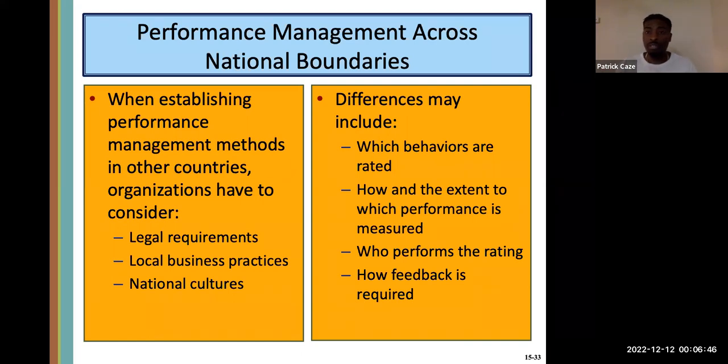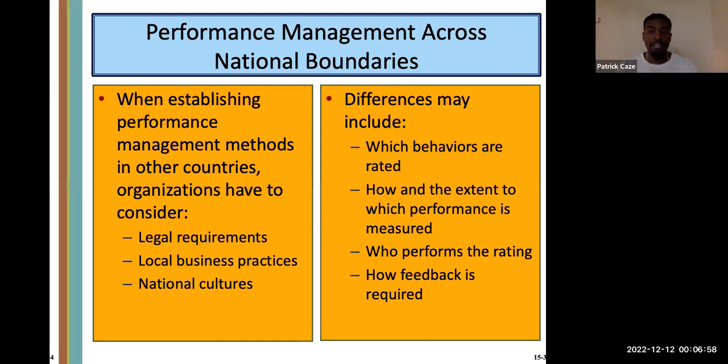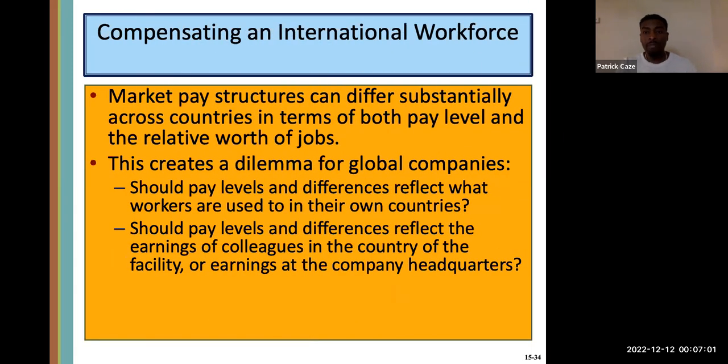And then who performs the rating? Is it the direct supervisor? Is it the supervisor above him? Is it a self-rating system? It could be a number of different things. And how feedback is required. How do I get that person to tell me what they're thinking in response to their performance evaluation, or just things that they see in the workplace that maybe could be corrected or maybe need some remedial training or something?